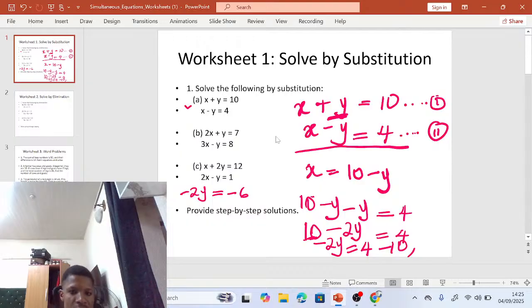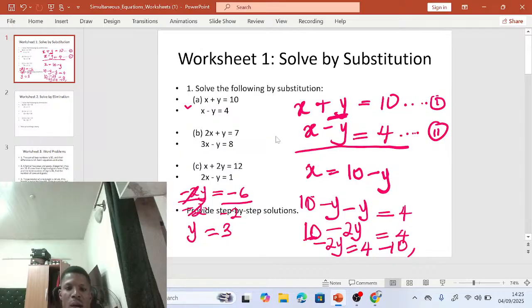For us to get the value of y, it is very, very simple. I have to divide through by minus 2 and divide through by minus 2. When the minus cancels out, minus 2 divides, my y is equal to 3. Were you able to get y to be 3? If you are able to get y to be 3, you got it very well.